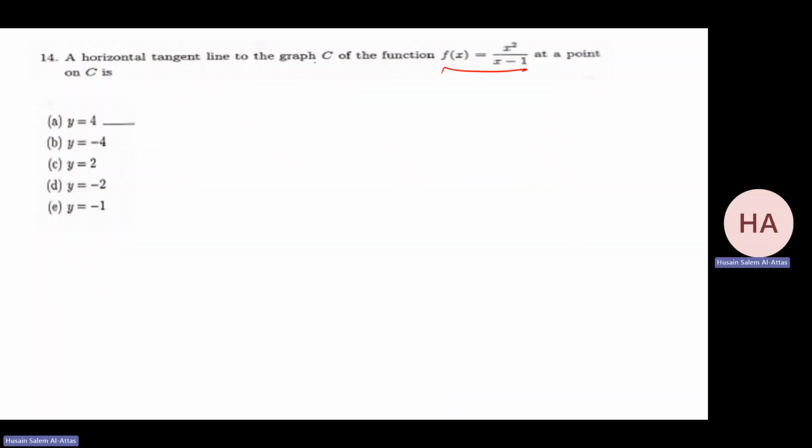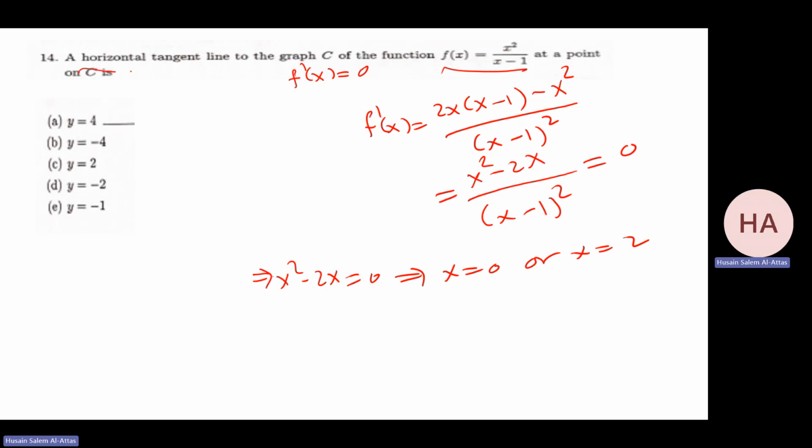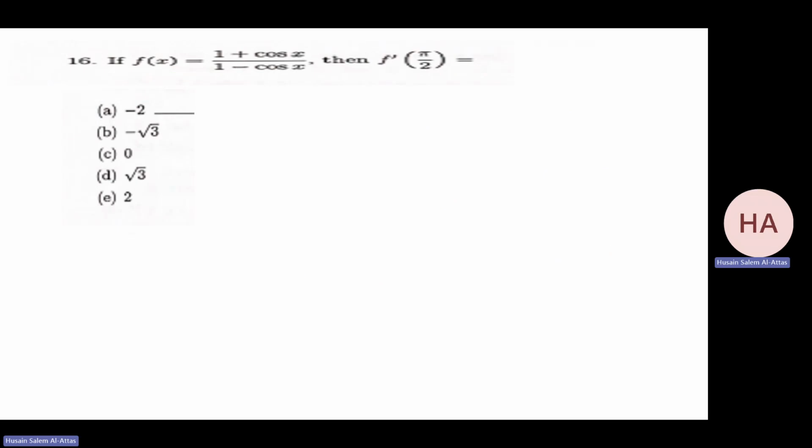Horizontal tangent line to this graph and find f prime equals 0. So find f prime: 2x times x minus 1 minus x squared over x minus 1 squared. It becomes x squared minus 2x over x minus 1 squared. That should be equal to 0. Okay, correct? 2x squared minus x squared minus 2x. Okay, meaning we have x squared minus 2x equals 0, meaning x equals 0 or x equals 2. He doesn't want that, he wants the tangent line, he wants y equal. So if x equals 0, y equals 0, and if x equals 2, y equals 4 over 1 which is 4. So this is what I'm looking for. Y equals 4. He said one horizontal tangent. Actually, we have two. He wants one of them.